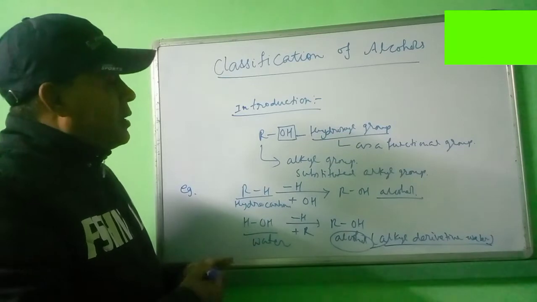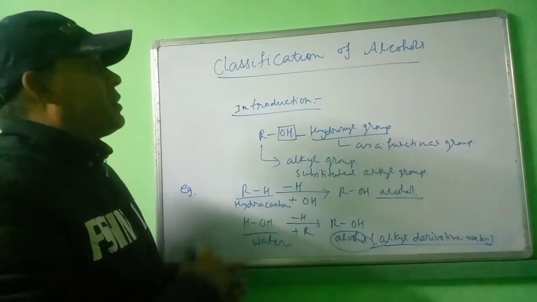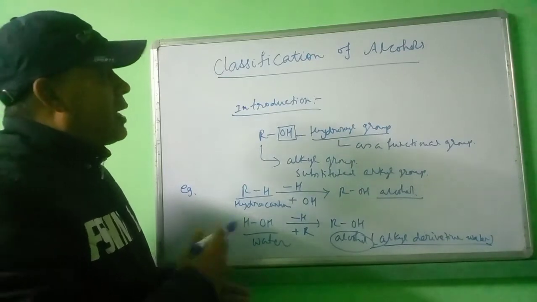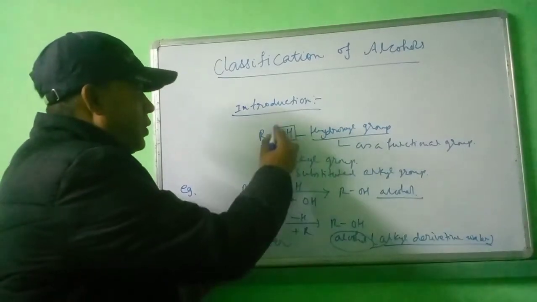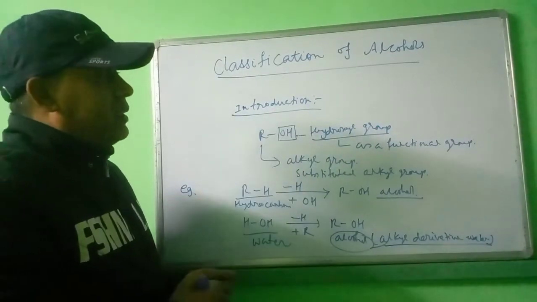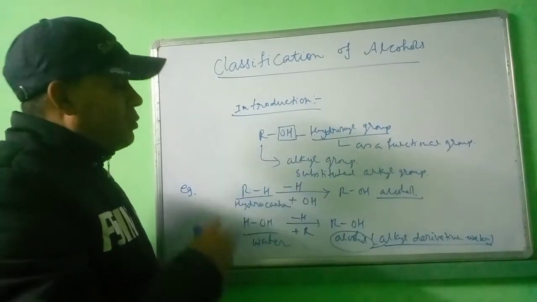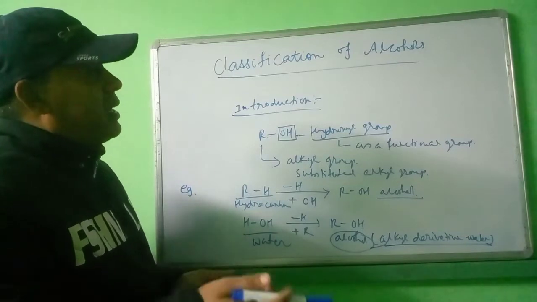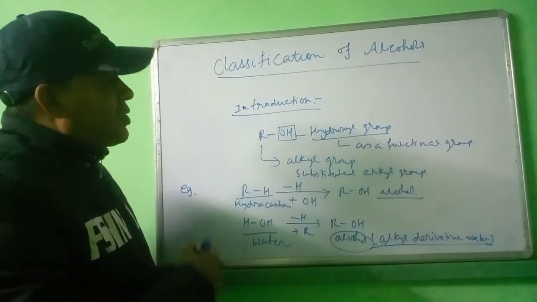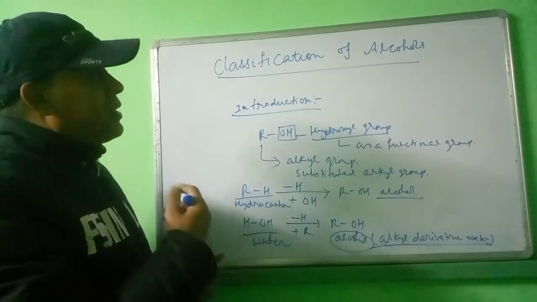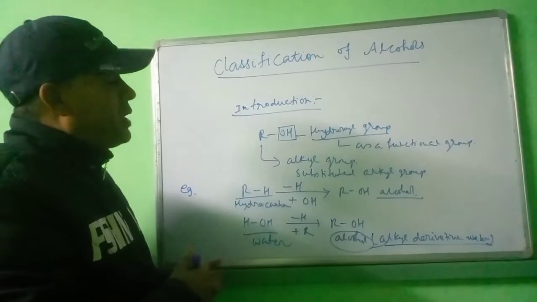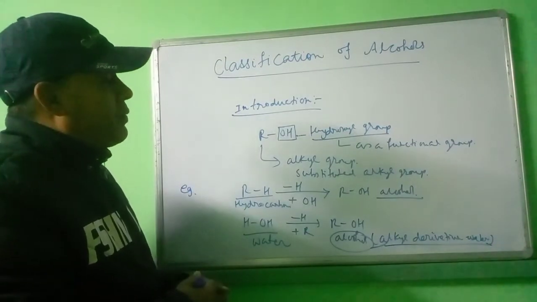Another way is on the basis of the nature of the carbon atom. So what type of carbon is the OH bonded with? This OH, as a functional group, is bonded with what carbon in the compound? Sometimes first degree, sometimes second degree, sometimes third degree. So these mean primary, secondary and tertiary alcohol. Okay, so these are two different ways of classification of alcohol.